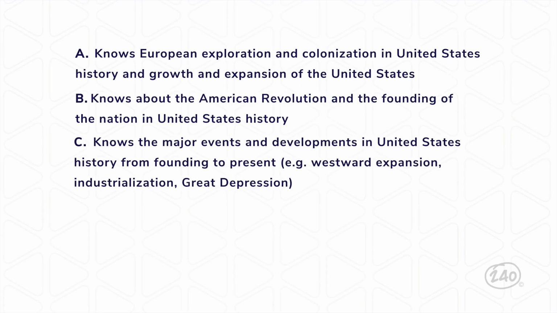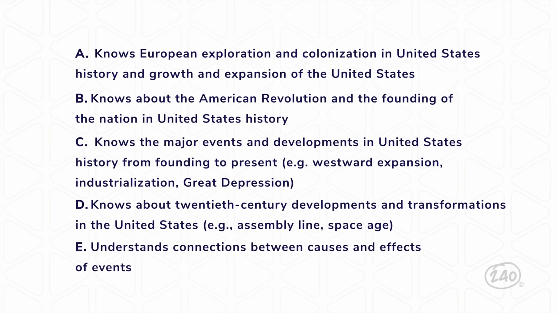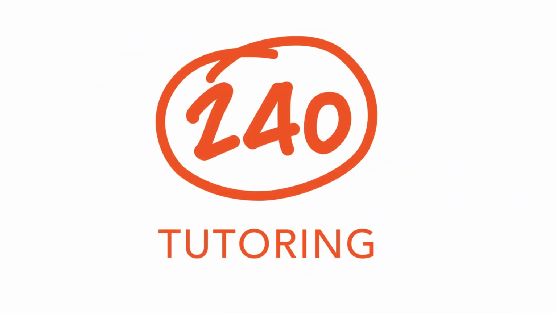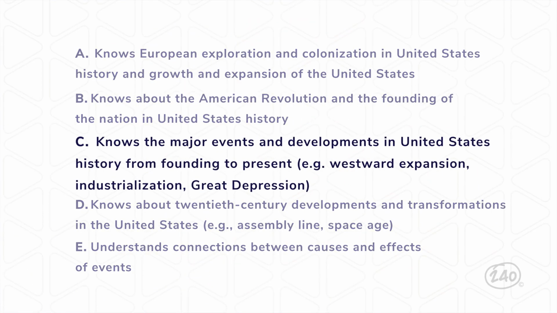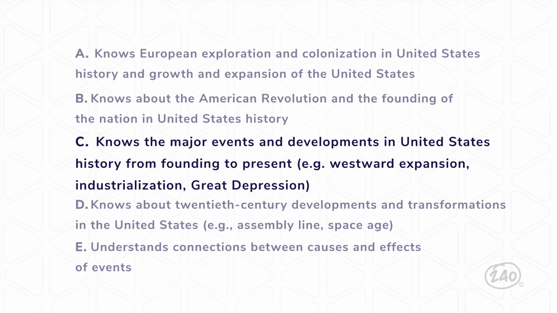There are 5 test specifications that cover U.S. history. Not too bad, right? Let's take a closer look. Knows the major events and developments in United States history from founding to present. That's over 200 years worth of events and developments. And this is a little helpful, but I'm pretty sure more than these 3 things have happened in the U.S. since 1776.